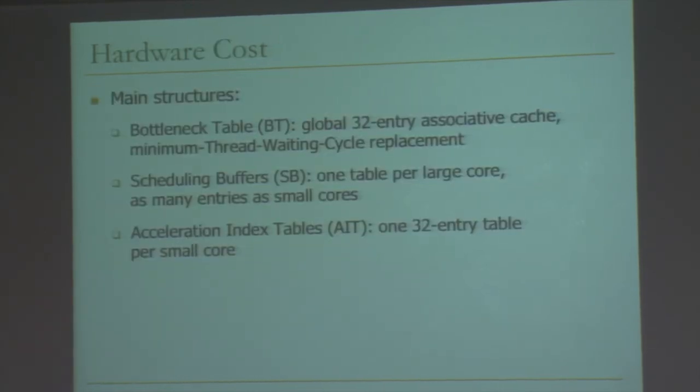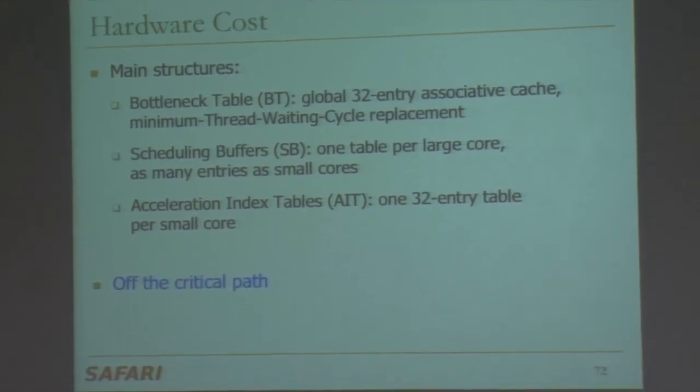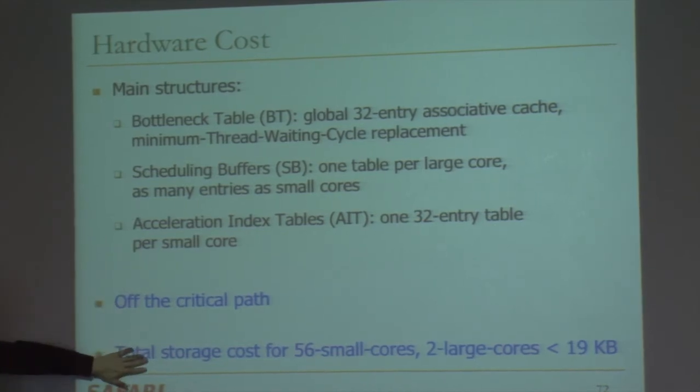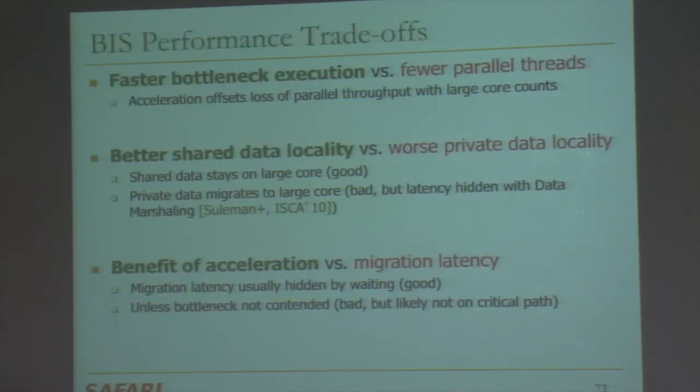It's actually not that much. Because you need a bottleneck table that looks like this. You need scheduling buffers. And you need acceleration index tables. And the overall hardware should be off the critical path. And total storage cost for 56 small cores, 2 large cores, less than 19 kilobytes. More than the storage cost, how you design it is important.